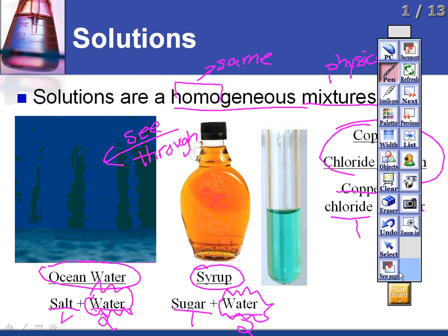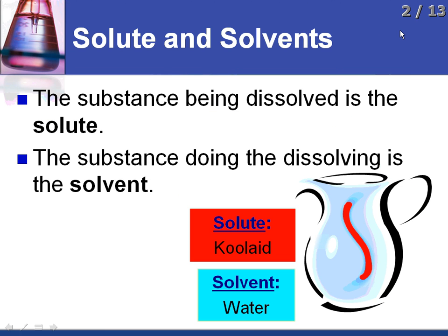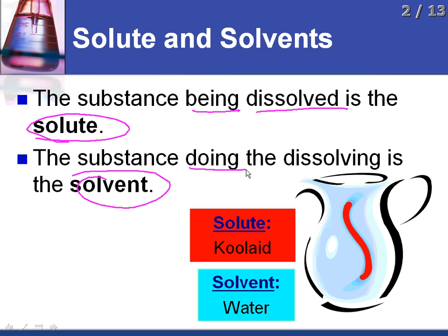Now let's talk about the two different parts. The first part of the solution is what's referred to as the solute. That is what is being dissolved. The other part is the solvent. That is what's doing the dissolving. So if I'm making Kool-Aid, the Kool-Aid powder that goes into it, that's the solute. The water, which I have more of, is the solvent.